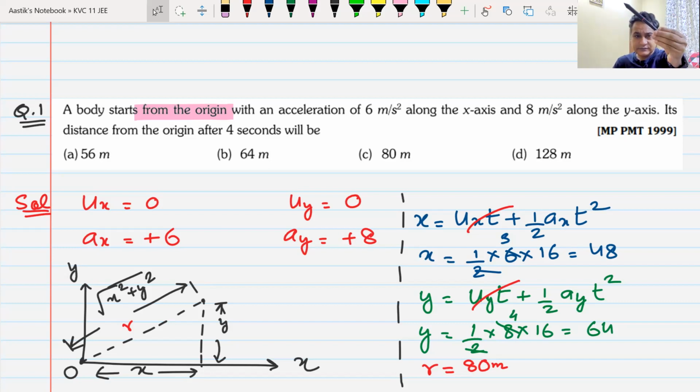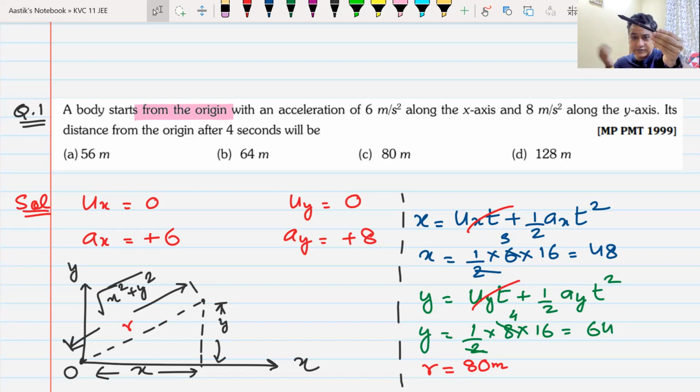Like this. Particle is at rest here. I give it an acceleration. This acceleration has an x component. This acceleration has a y component. The total acceleration is like this. Where will the particle move?